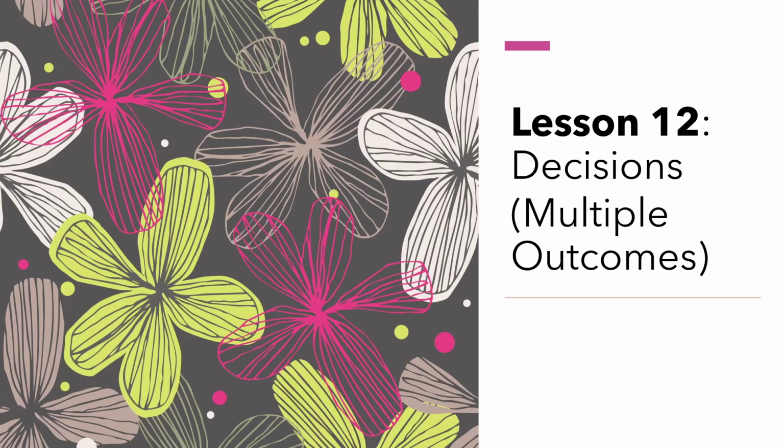Welcome to Lesson 12, Decisions with Multiple Outcomes. There are scenarios where, based off the value of a piece of information, you might decide to do different things. In order to do that, we're going to introduce a new statement called elif, which is used in conjunction with an if statement. So let's get to it.